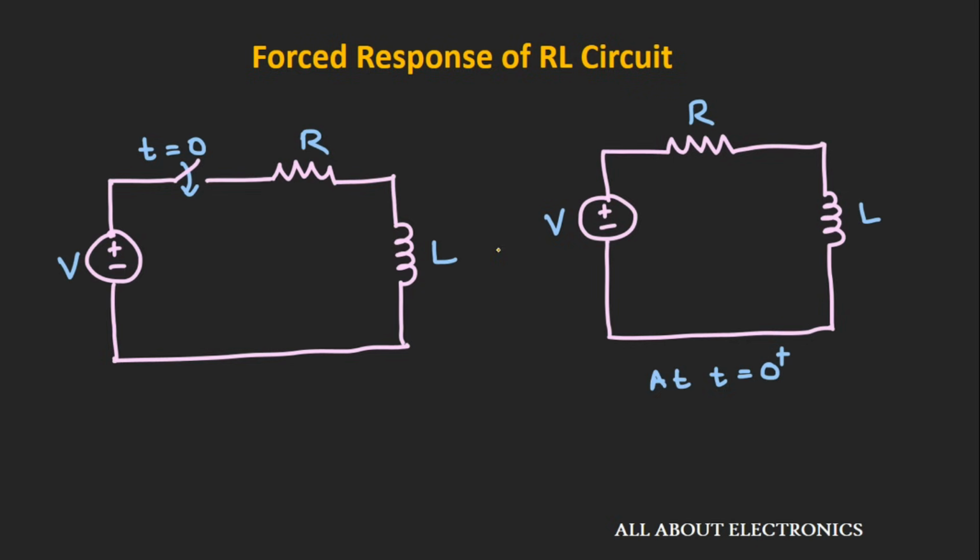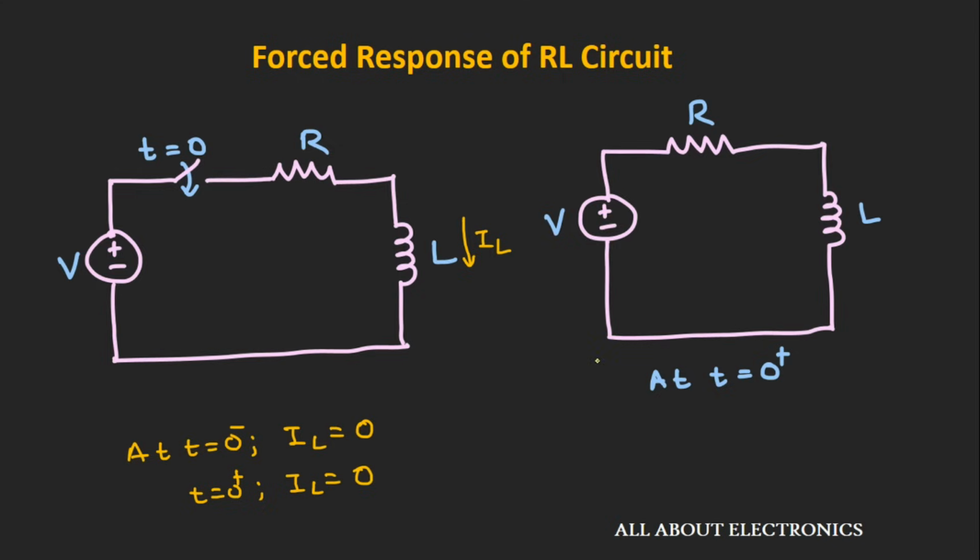Now we know that at time t is equal to 0 minus, there will not be any current flowing through this inductor. Let us say IL is the current flowing through this inductor. So this IL can be given as 0 ampere, as there is no connection with the voltage source. And we know that the inductor opposes the instantaneous change of current. So at time t is equal to 0 plus also, the value of the inductor current will be 0.